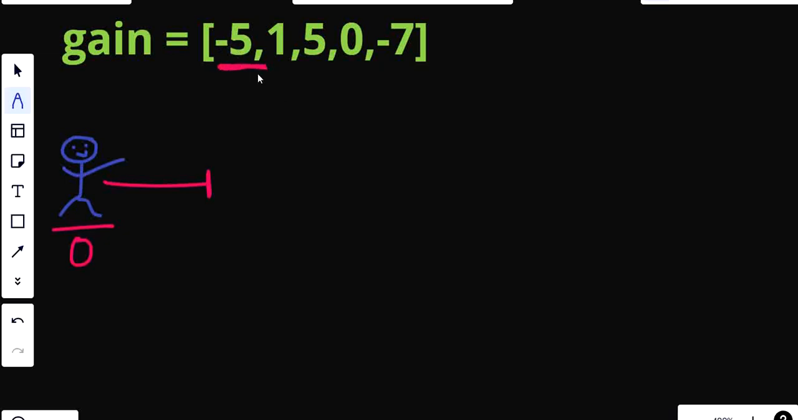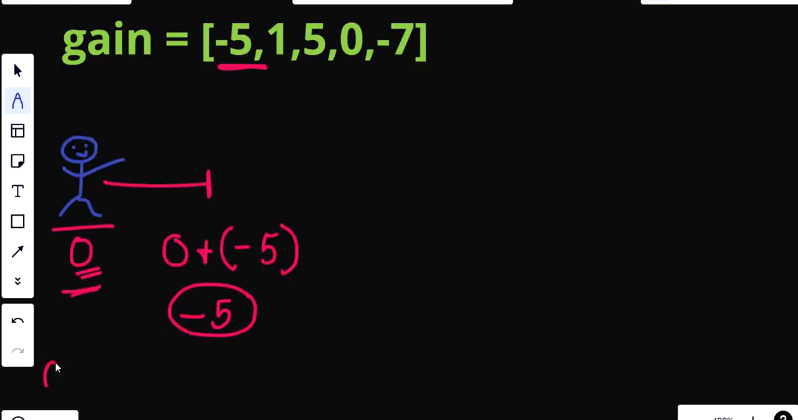The gain is -5. So I will take my previous altitude, that is 0, and add the current gain into it. And what will be the value? The value will become -5. So this is the current altitude. But is this the greatest one? No, because if I compare 0 and -5, I know the greatest one is 0, right? So at this position, the greatest altitude is 0 and the current altitude is -5.